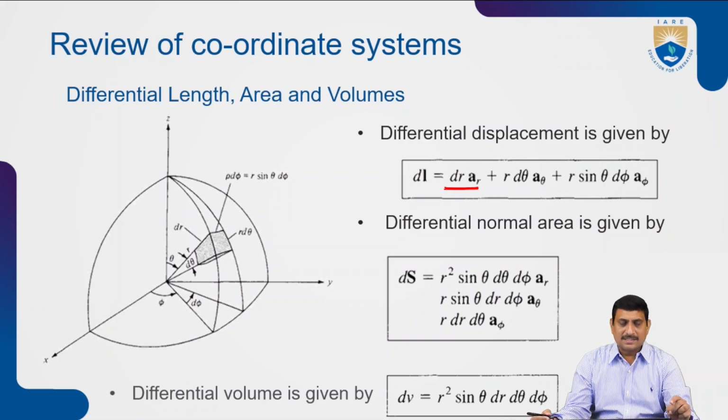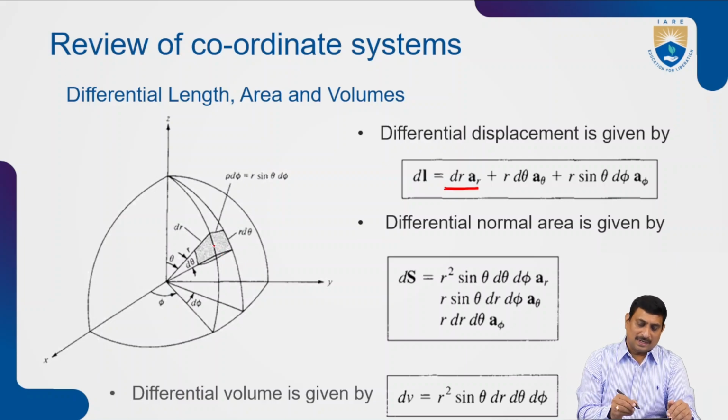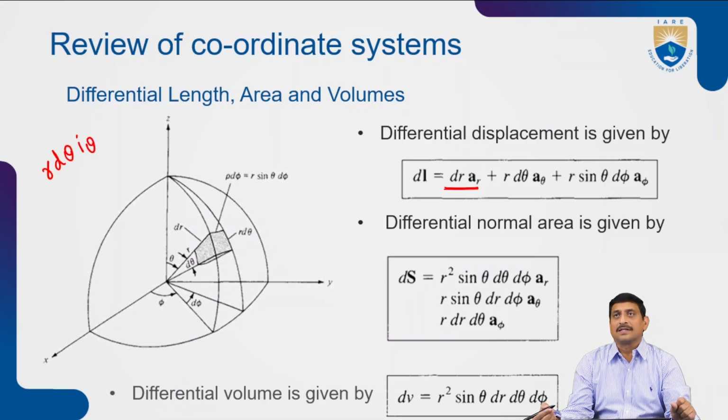Whereas in the theta direction, if I increase the angle by d theta, then the total incremental length in the theta direction is given by r d theta. So if the angle is increased by d theta in the theta direction, the total incremental length is r d theta a_theta, in the theta direction.